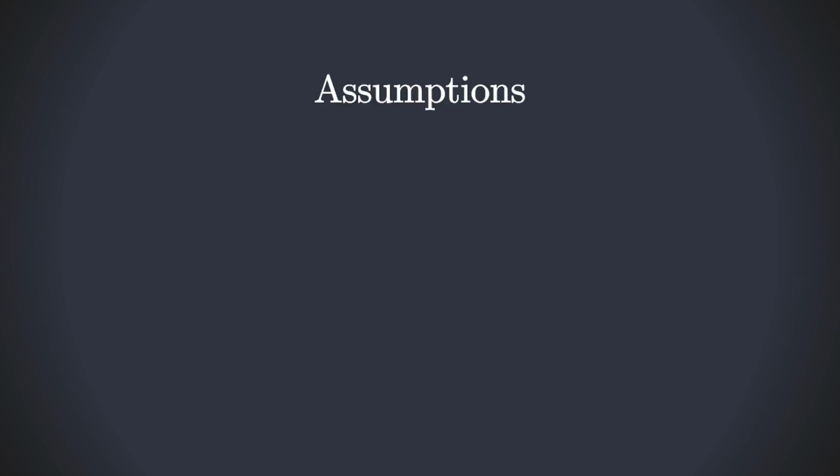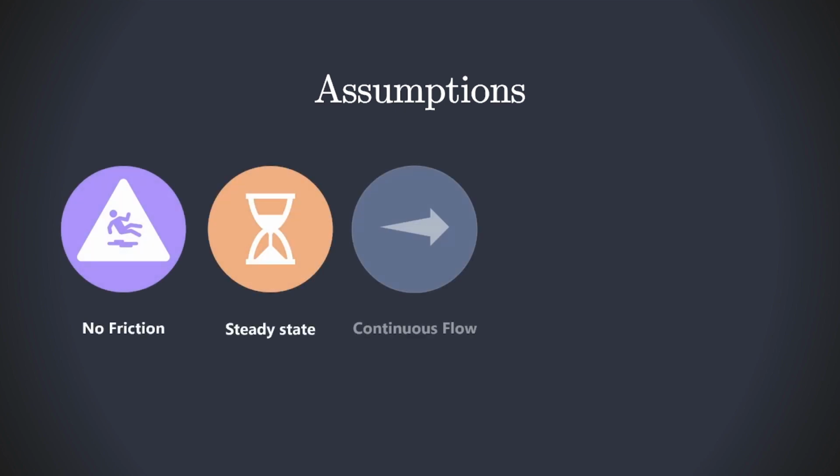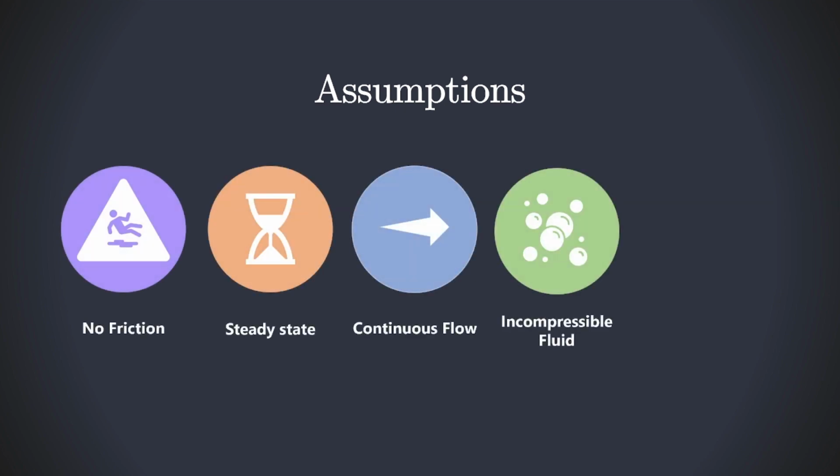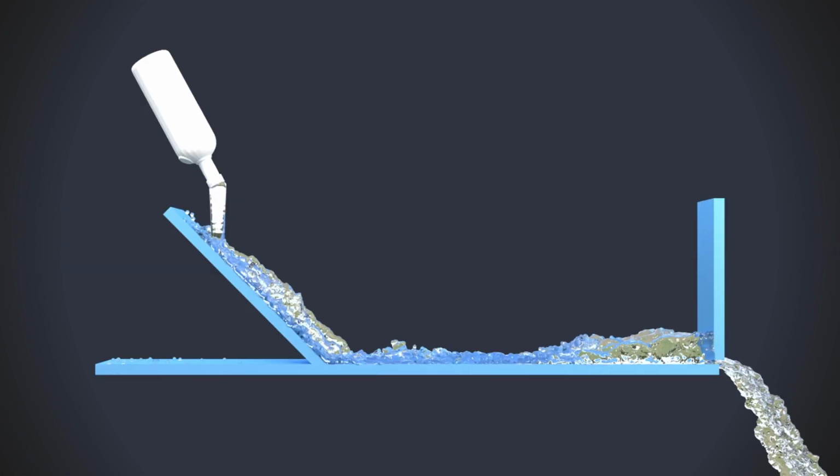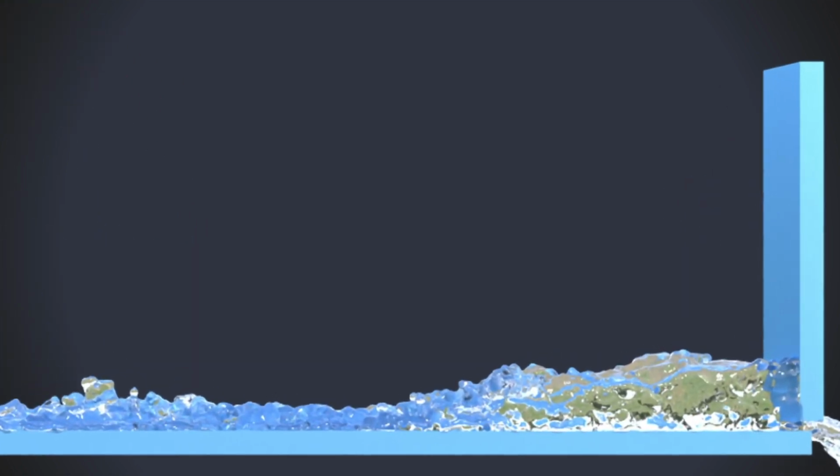mechanics. For our calculations, we assumed no friction, steady state, continuous flow, incompressible fluid, and constant initial velocity. Here's a model we made using a 3D modeling software representing our experimental setup that helped us understand and visualize the hydraulic jump phenomenon.